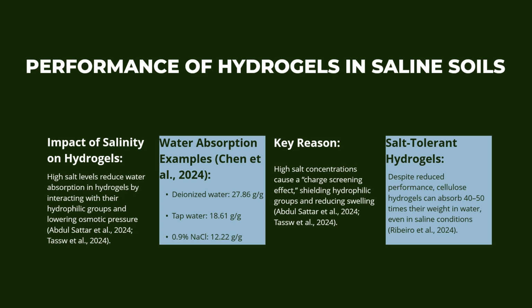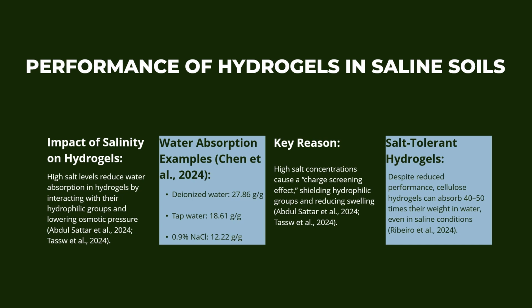He found that the hydrogel capacity in deionized water is about 27.86 gram per gram of hydrogel, in tap water about 18.61 gram per gram of hydrogel, and in a solution with sodium chloride 0.9%, it is about 12.22 gram of water per gram of hydrogel.